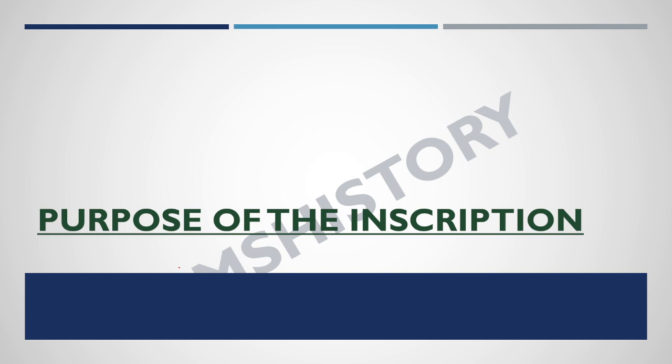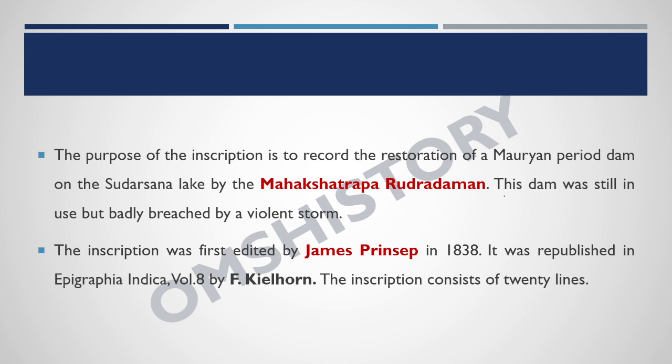The purpose of this inscription was to record the restoration of a Mauryan period dam on a lake called Sudarshana by Mahakshatrapa Rudradaman. Now, this dam was still in use, but it was badly breached by a violent storm. A violent storm came and dismantled this dam. The inscription was first edited by none other than James Prinsep in 1838, and it was republished in Epigraphia Indica by F. Kielhorn, and this inscription had in total 20 lines.